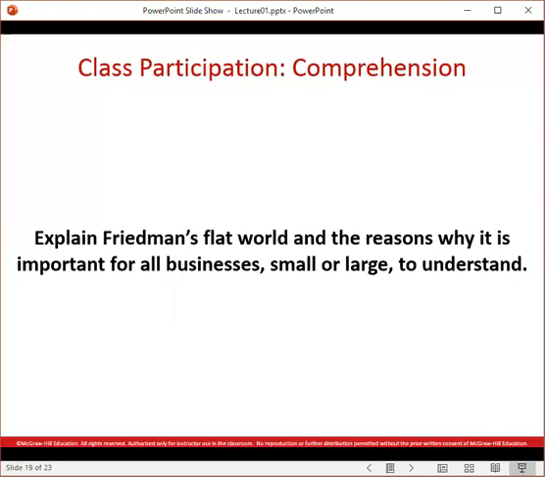So explain Friedman's flat world and the reasons why it is important for all businesses, small and large, to understand. The key message is the power of technology in business. You must understand that if you get nothing else out of your studies here at Shepherd University. I tell all my students that my goal in life is to never see them making a terrible strategic decision and going in a bad direction by ignoring technology. If you pay attention in this course, you can avoid making a bad decision and going down an embarrassing direction in your business.